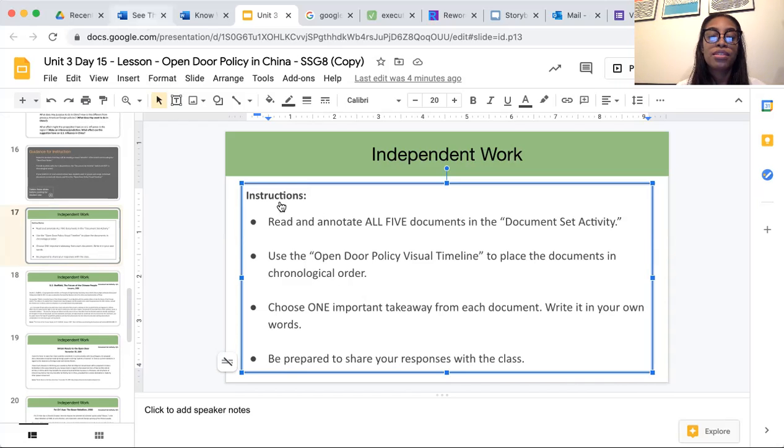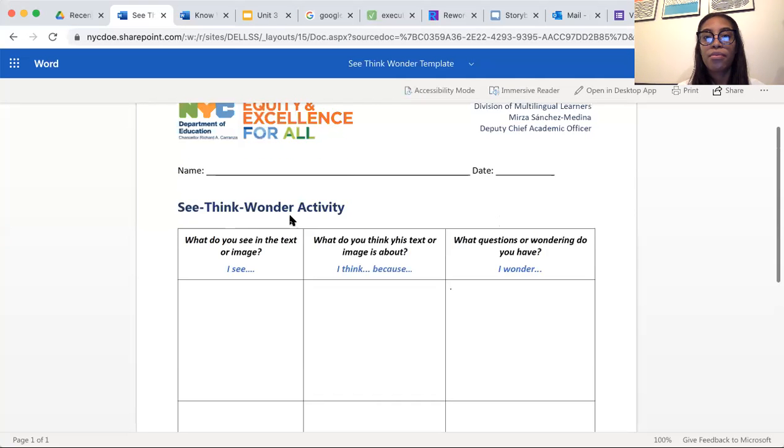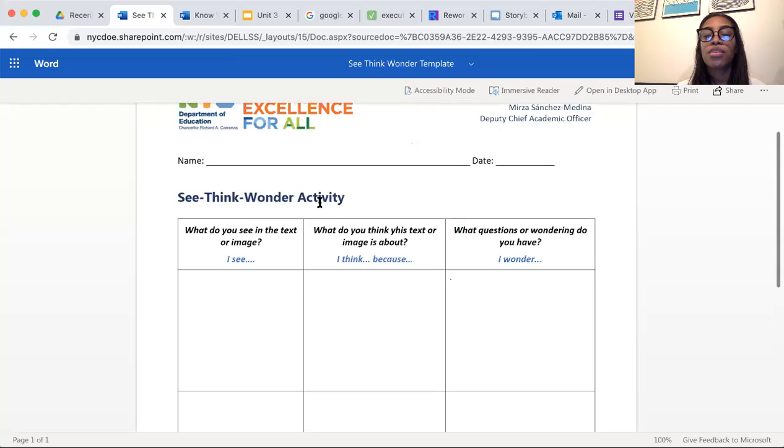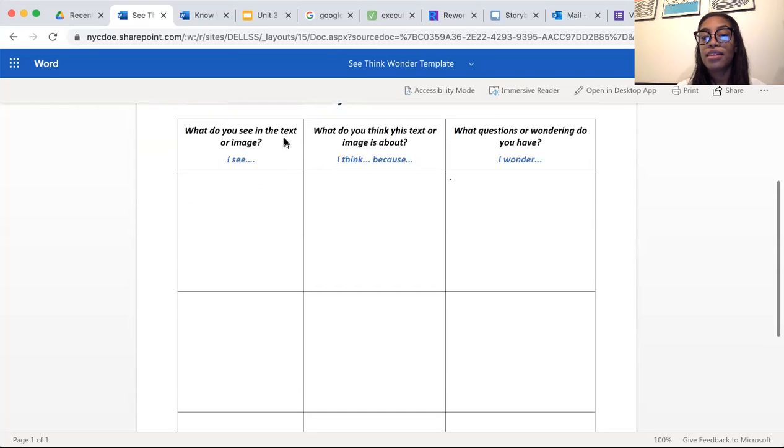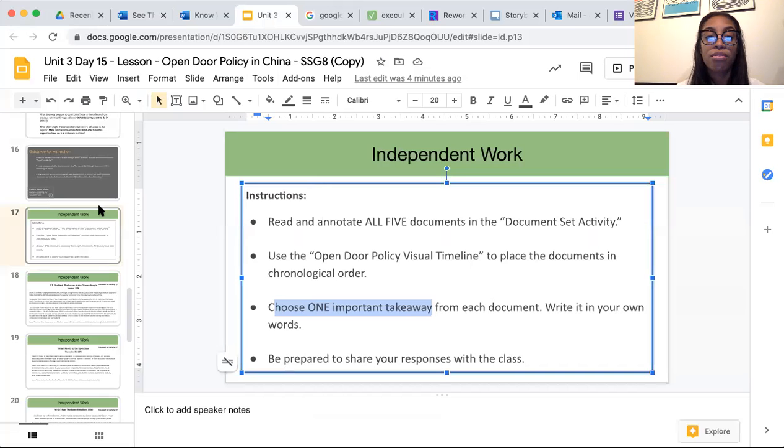Of course, the best way to help them reach this important takeaway is by having them fill out something that will help them, such as the See, Think, Wonder activity. What do you see in the text? What do you think this text is about? And what questions or wonderings do you have? And they can use that for each document. That would really help them unpack what's going on.